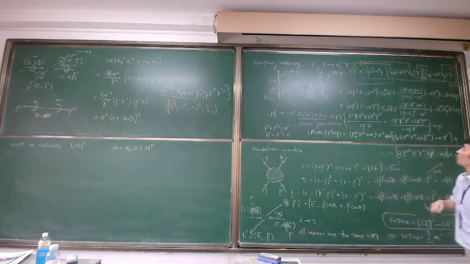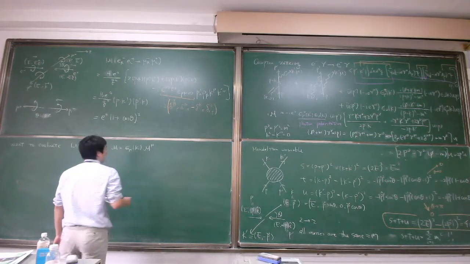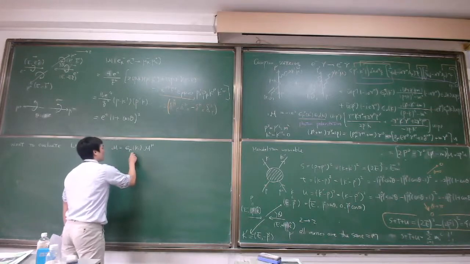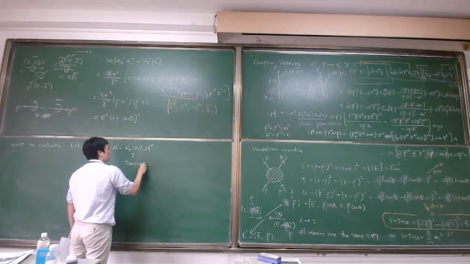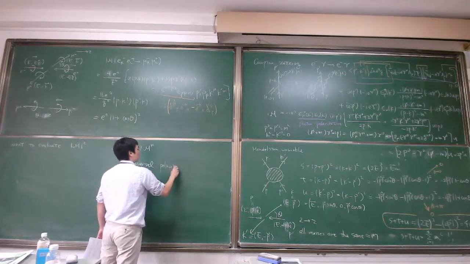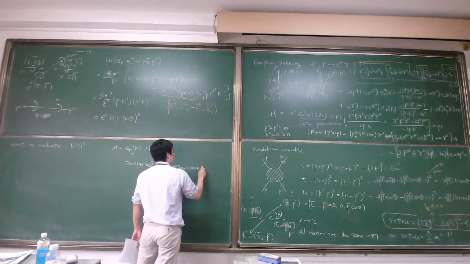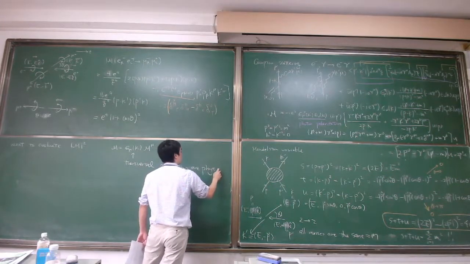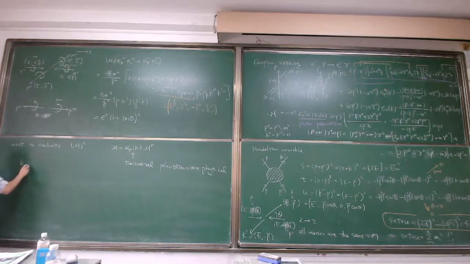I hope it's visible from the back. Photon polarization. And we know for the photon polarization only the transversal polarization is physical. So therefore, if you contract with k mu dot m mu, this should equal to 0.